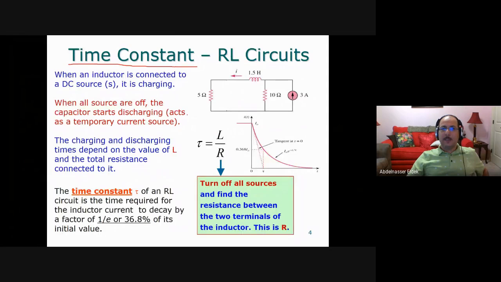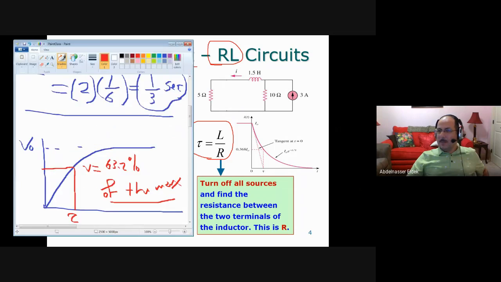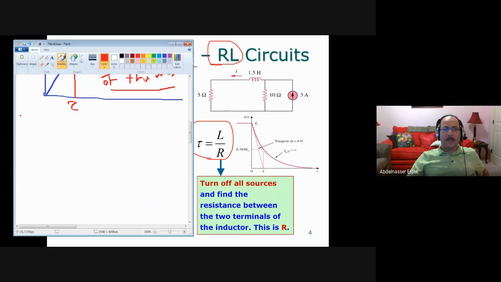Next one here shows the time constant for the RL circuit. It will be exactly the same, the same definition, but tau equals L divided by R. And if you want to find R here, you have to find the resistance between the two terminals of the inductor. So here it is. You have this 5 ohm, and as I said, you have to turn off the source.